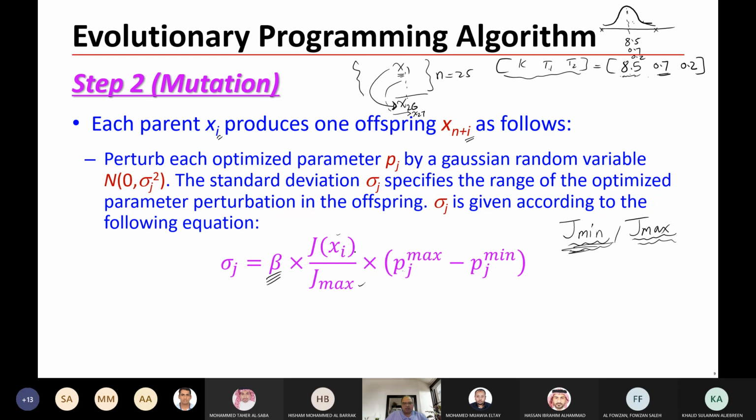So look at this Ji over J max. If this is the minimum, this gives you the minimum value. These are constants, beta maximum, minimum, constant for a specific parameter. So if this is the best solution, sigma will be very, very low. If this is the maximum, this becomes almost 1, and sigma becomes large. Is it clear?